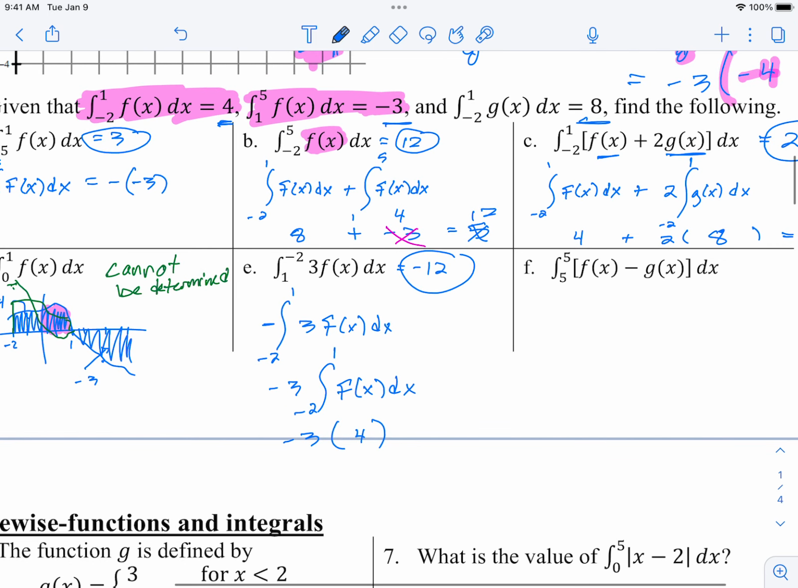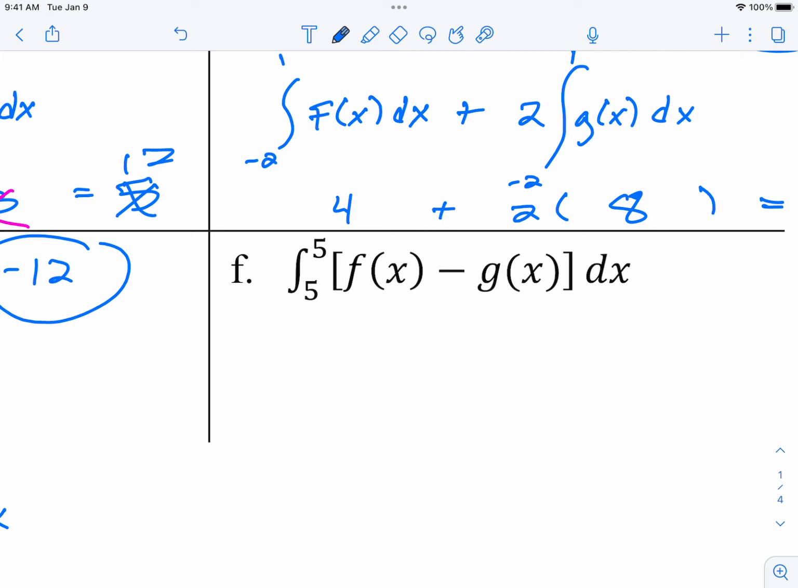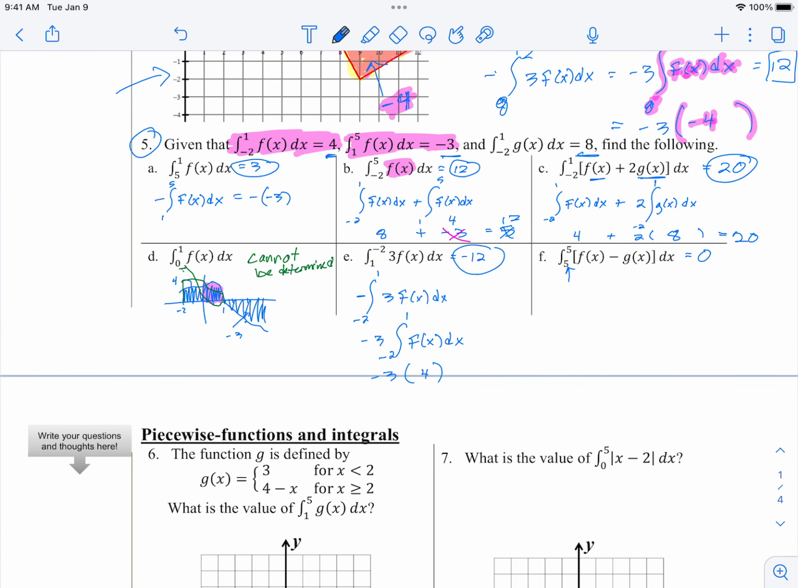Cool. And then the last one, we'll knock it out. Looks complicated. Oh man, f minus g, all this. Doesn't matter. It's from 5 to 5. It's always going to be 0. Cool. That's a good start to give you one of those properties of definite integrals.